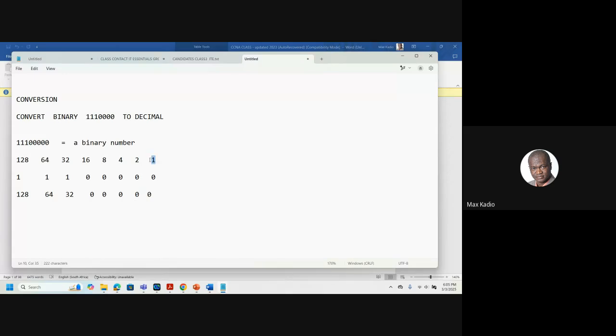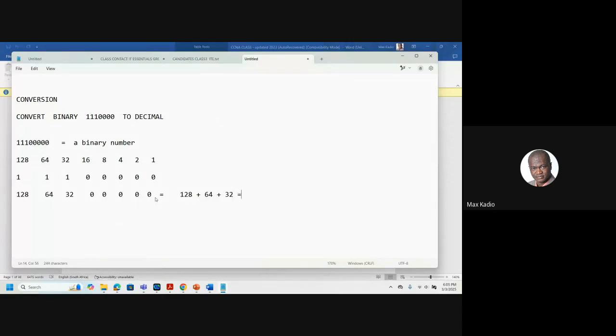So your first line is your base, from 128, then 128 divided by 2, 64 divided by 2, until you reach 1. Now under this table, you put the value of the binary. Then you do 1 times 128, and this is the value in decimal, equal 128 plus 64 plus 32.